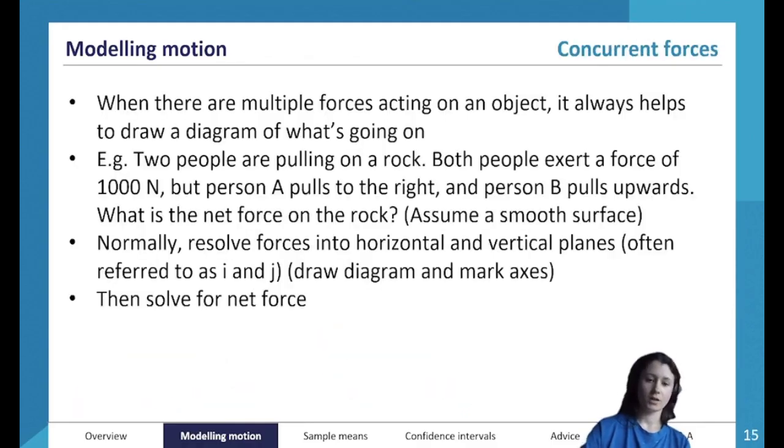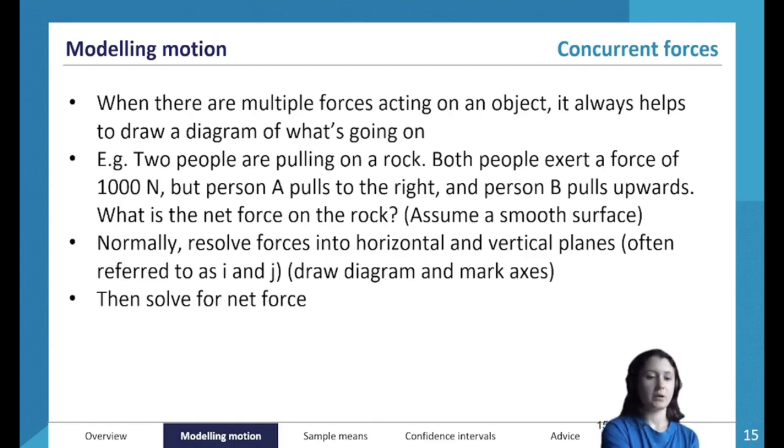All right, let's move on. Now we're getting on to concurrent forces. Concurrent forces is what we need to focus on when there are multiple forces acting on an object. What always helps is to draw a diagram. This is almost always necessary unless you have a very, very simple question, especially when you have forces acting in different directions with different angles.